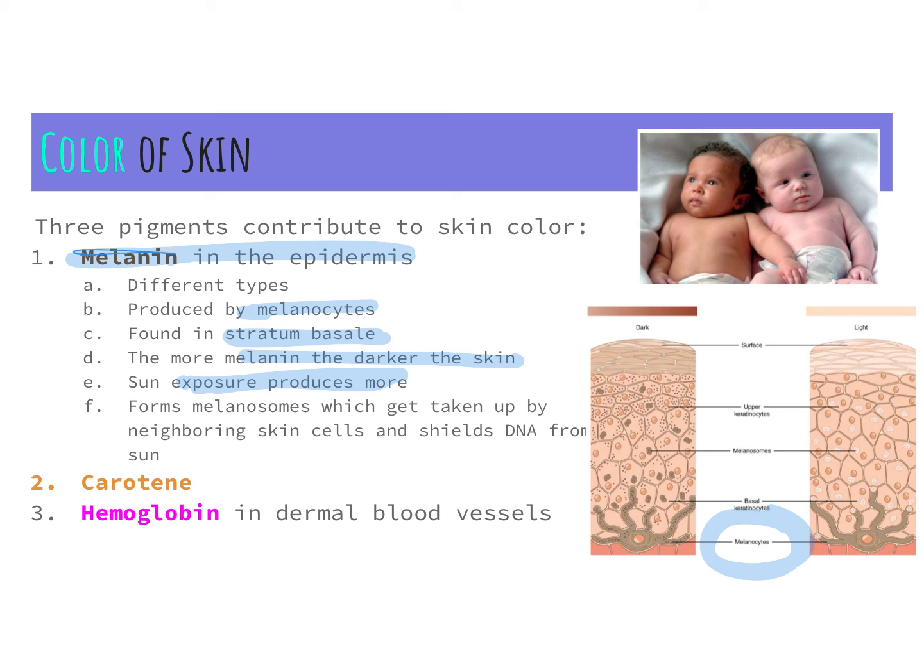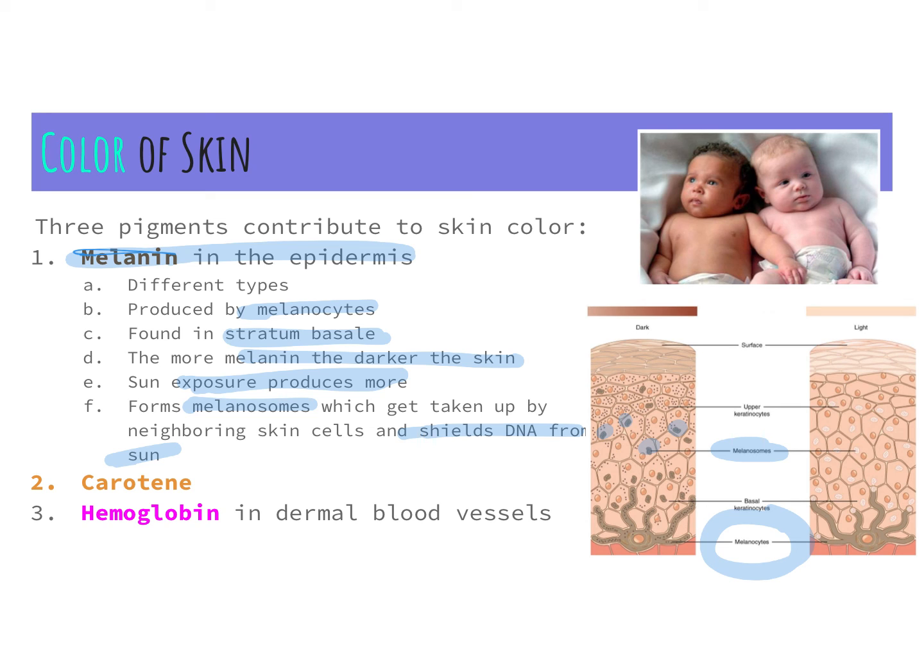And these melanocytes form melanosomes, which you can see in the image are those little dark pockets of melanin. Those melanosomes are taken up by the neighboring skin cells, and it shields our DNA from the sun. So the more melanin that you have, the more protection you have against the sun's UV rays. A person with very fair skin has less protection because they have less melanin, and a person with very dark skin has more protection because they have more melanin.